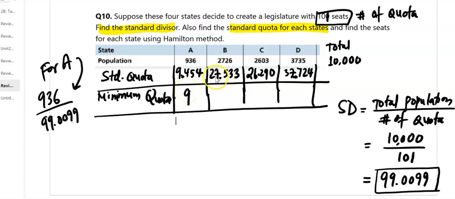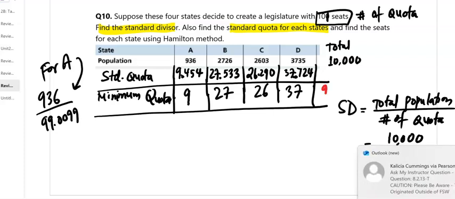And this is going to be 27. It doesn't matter that it's 0.53 after the decimal; you never round up, you always round it down. That's called the minimum quota. It's 27, this is going to be 26, and this is going to be 37. Now, if you add all the minimum quotas, 9 plus 27 plus 26 plus 37, you get 99.